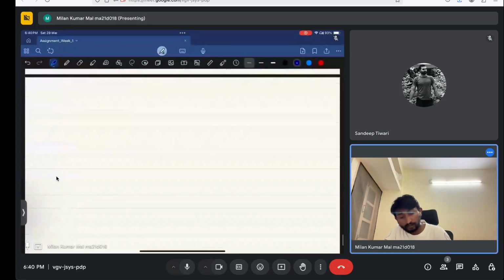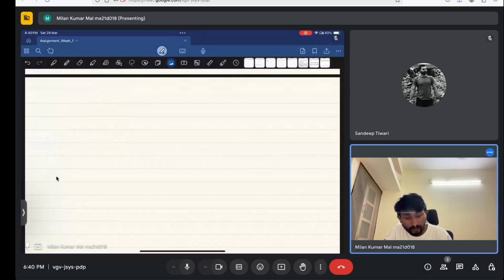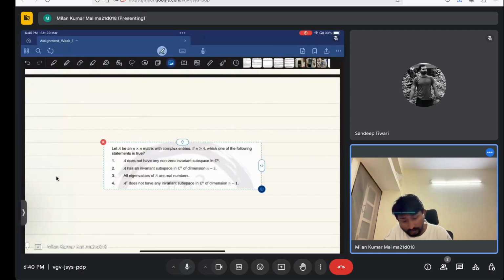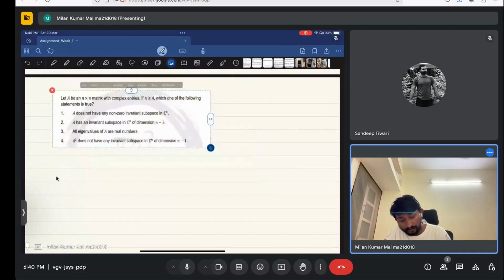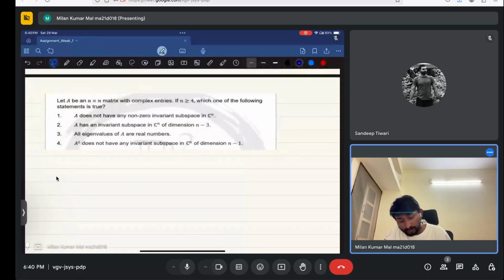Only one question is left from those collected, because I don't have any other collection now. I don't know what the answer will be. Let A be an n cross n matrix with complex entries. If n is greater than or equal to 4, which of the following statements is correct? First option: it does not have any non-zero invariant subspace in Cn. That is false, because you can always create a diagonal matrix for which a non-zero invariant subspace exists.